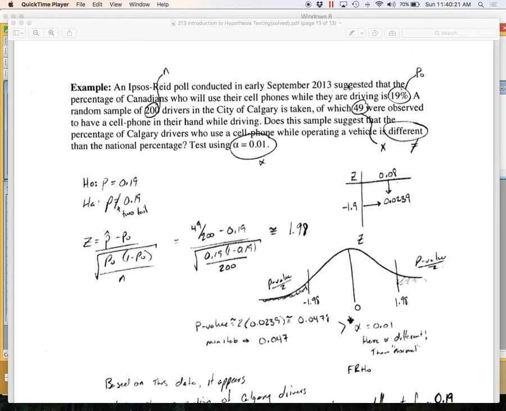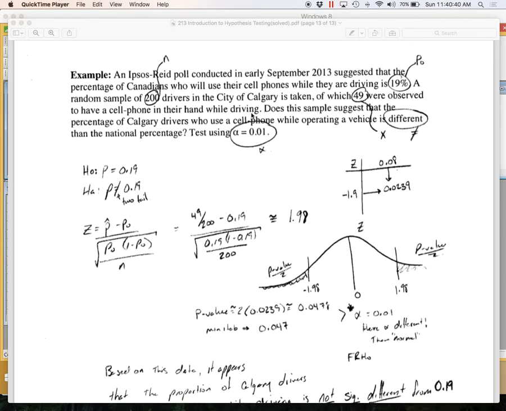Finally, let's do one more problem. Okay, so here the proportion in 2013 of people who use cell phones while driving was 19, or 0.19, or 19%. A random sample of 200 is taken currently, where 49 out of the 200 were observed driving with a cell phone. So then it continues to say, can we say that the proportion has changed, or is it different? So different or change, that means not equal to.